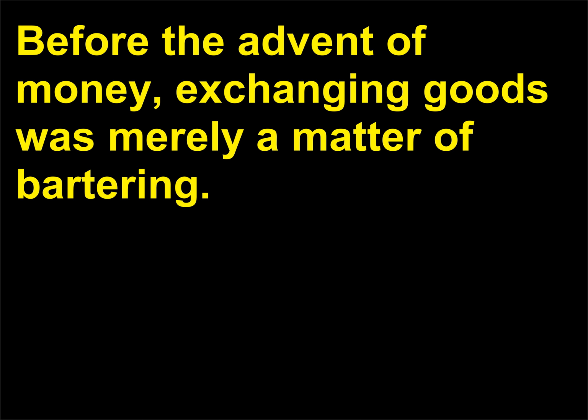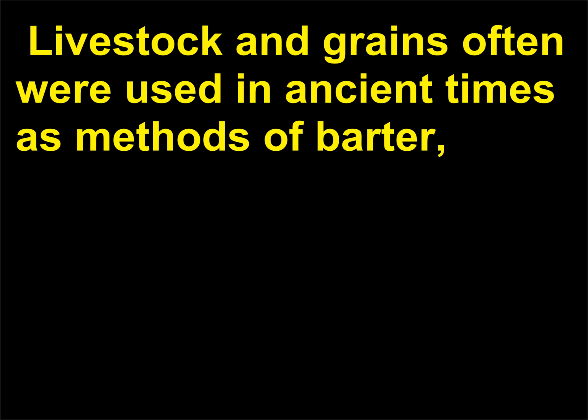Before the advent of money, exchanging goods was merely a matter of bartering. Livestock and grains often were used in ancient times as methods of barter, with one item exchanged for another. But there were definite limitations to this.